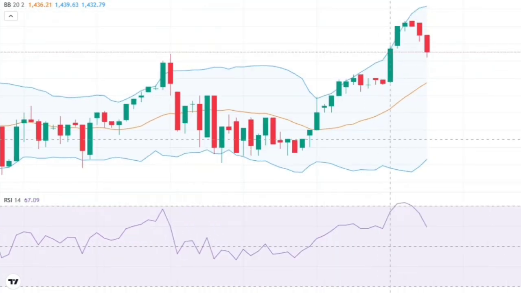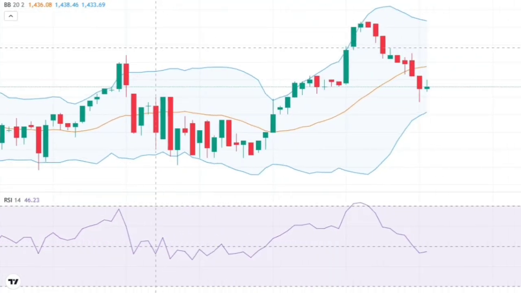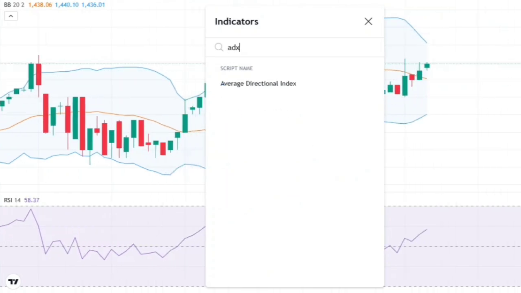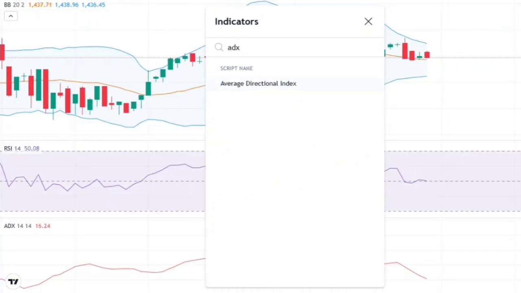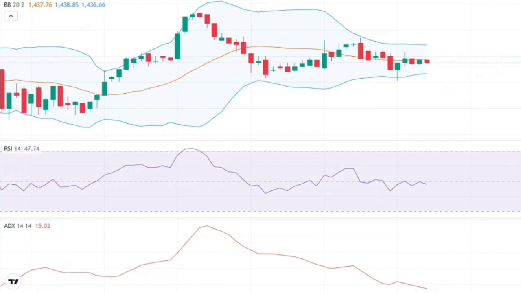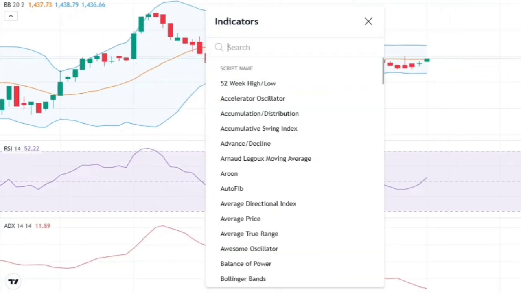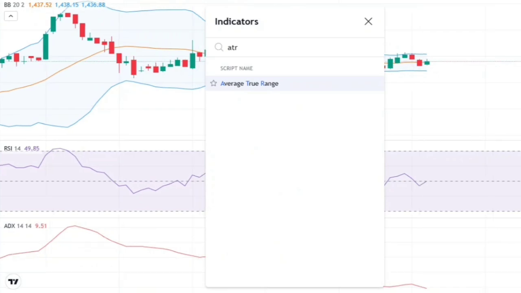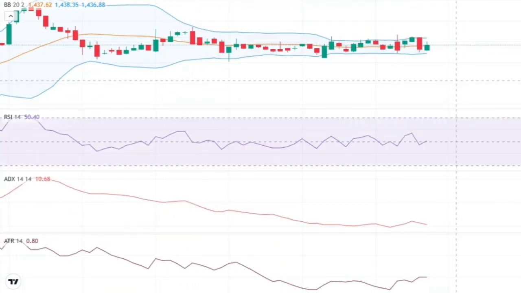Today I'm going to show you how to combine 5 powerful indicators: Bollinger Bands, RSI, ADX, ATR, and Volume, into a single Confluence trading system. This isn't about adding more lines to your chart. It's about building a filtering system that only fires when multiple independent conditions agree.